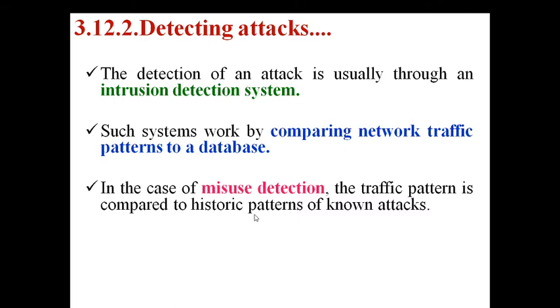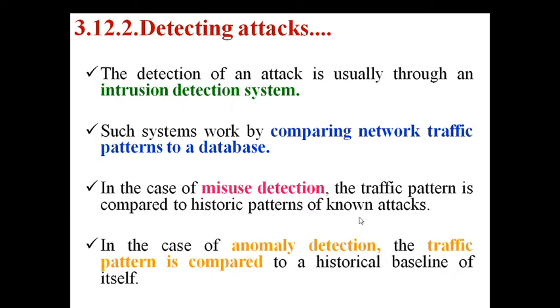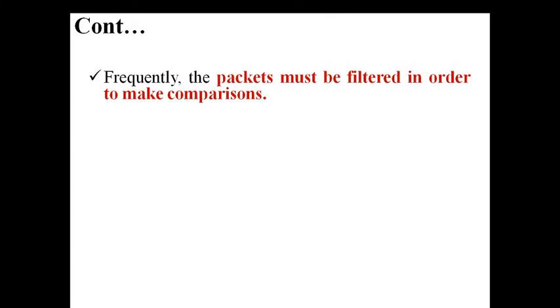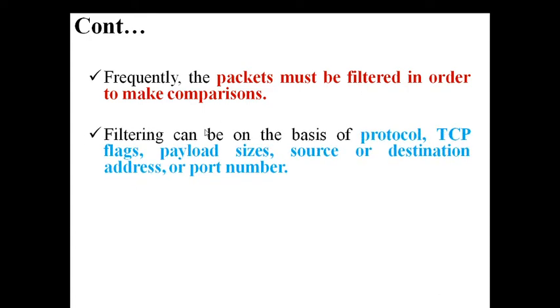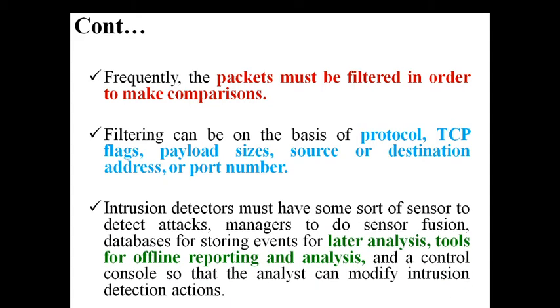The traffic pattern is compared to historical patterns of known attacks. Whenever there is a possibility of anomaly detection, meaning a deviation from the normal stream when compared with the historical data, then we can say that something happened and we have to be alert. So frequently the packets must be filtered in order to make comparisons. How are these packets compared? By using the protocol, we are going to use TCP flags, payload sizes, source or destination addresses, or port numbers. By using these fields, we can compare the pattern of your data.